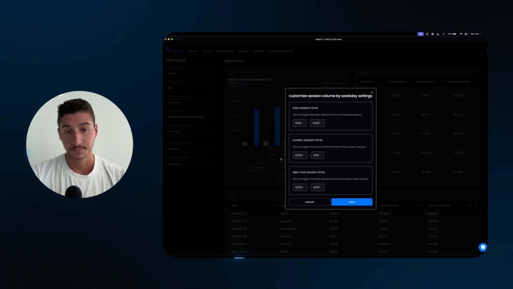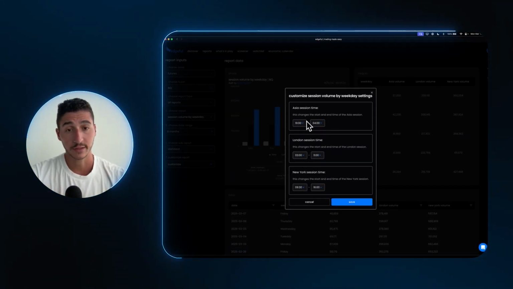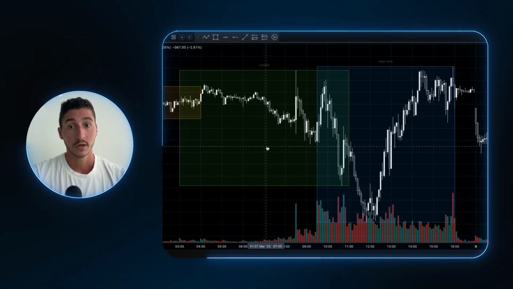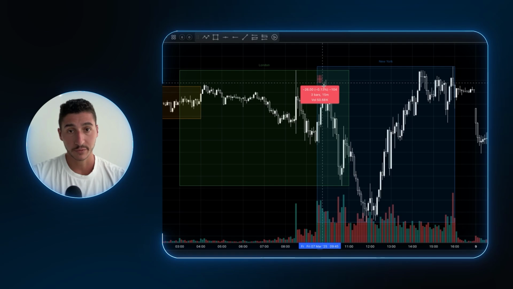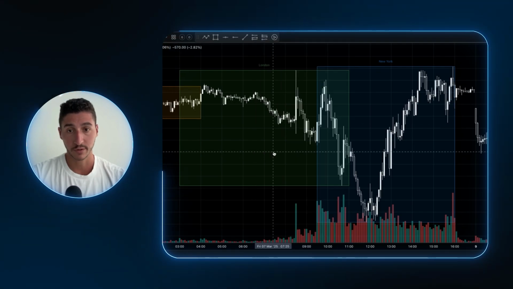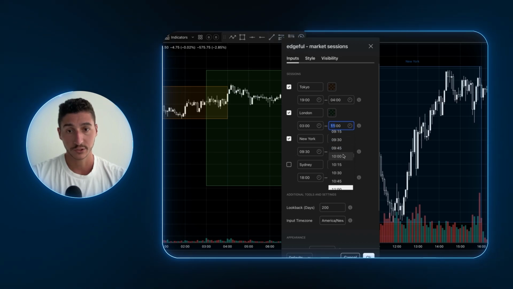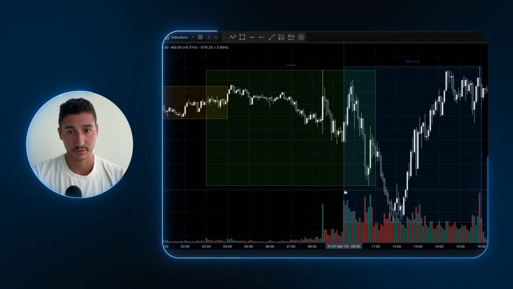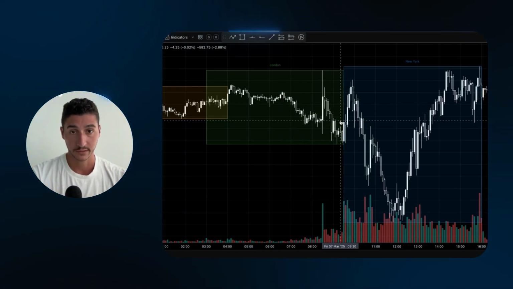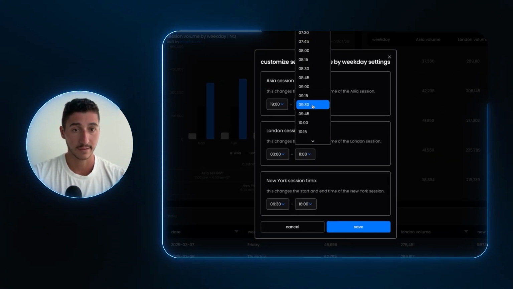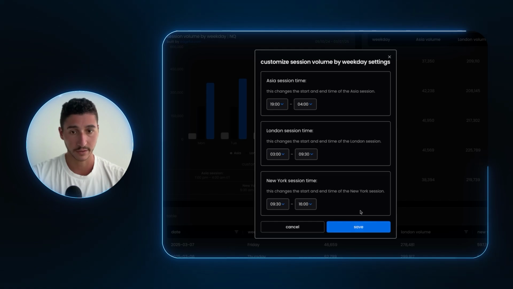You can change the start and end times of each of the sessions. I know a lot of people like to remove the overlap between the London and the New York session. If you want to do that on TradingView, you can go to your settings and then change the end time of the London session to be 9:30. So that's going to be right here, and you can change in the settings the end time of your London session to be 9:30.